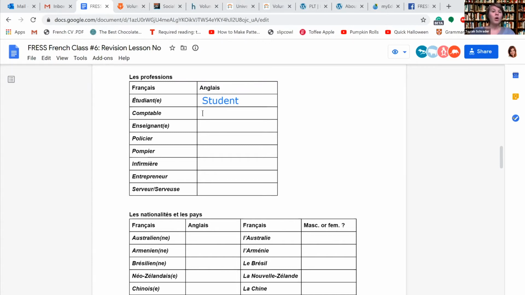Then you have comptable, which is accountant, funnily enough. So this was one because one of our regular students is an accountant, so that's why that one's in there. Then you have enseignant or enseignante, which is teacher. Too many A's in that one.